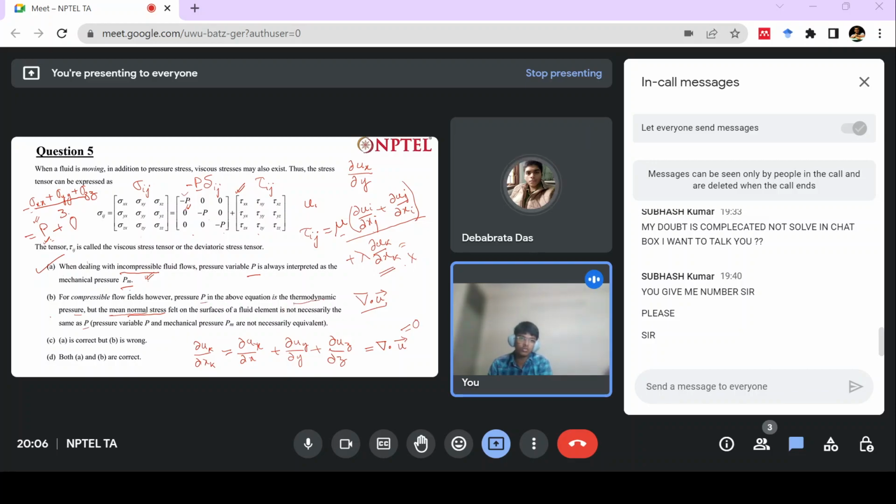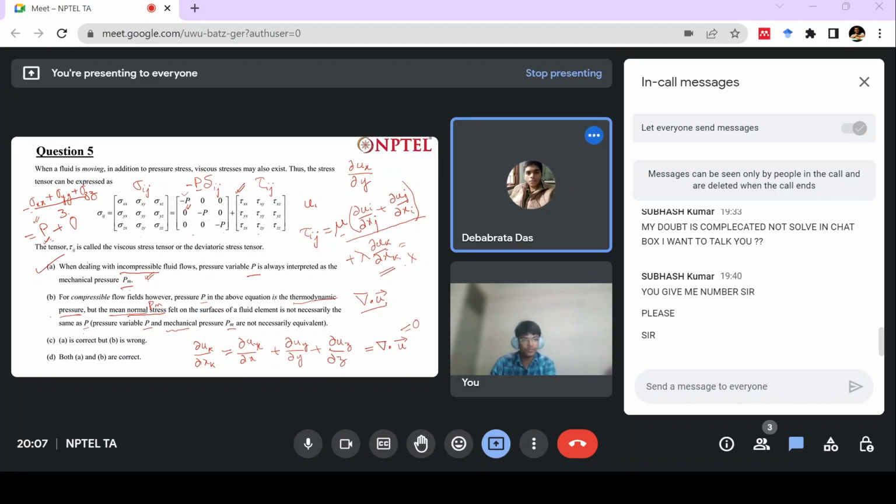So this first part is true. Mean normal stress, that is mechanical pressure. So I will write here Pm felt on the surface is not the same as P. So Pm is not equal to P. That's what they are saying. So here they have also explained it. So the pressure variables P and Pm are not necessarily the same. So this is also true.